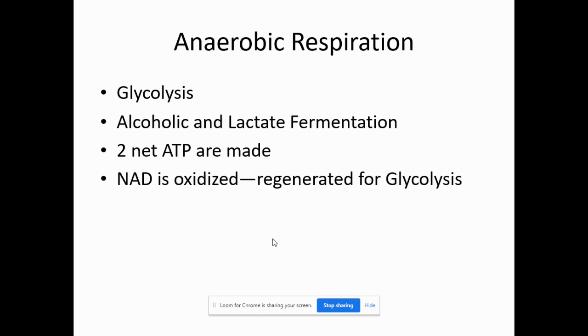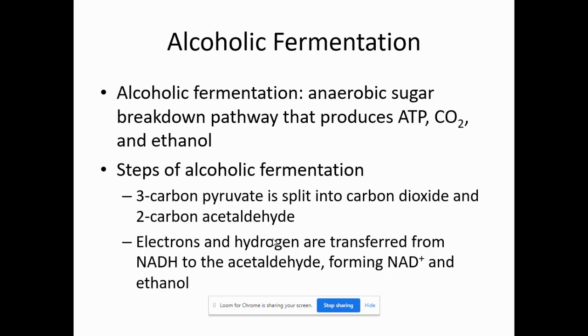So now you have 2 types of anaerobic respiration. You have alcoholic fermentation and you have lactate fermentation. And again, 2 net ATP are made. Okay, NAD is oxidized, so it is regenerated so that glycolysis can run again. So let's contrast alcohol and lactate fermentation.